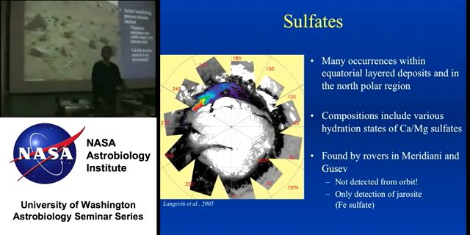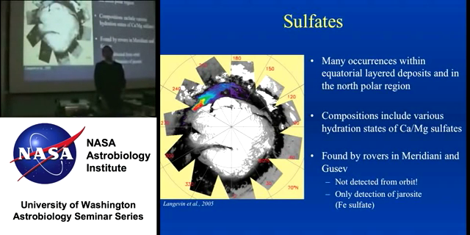So what's the best guess as to why you don't see it from orbit? I'm at a complete loss, actually. I really don't know. I mean, you can always argue textures or particle sizes or interference from other different compositions, but that's all hand waving.